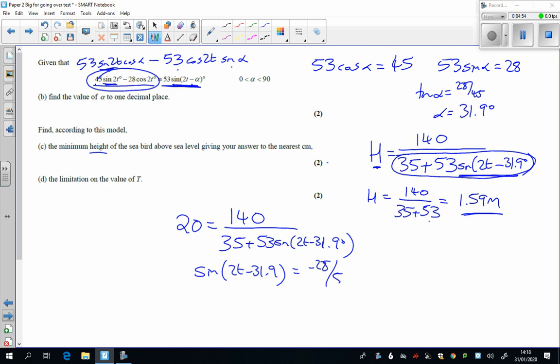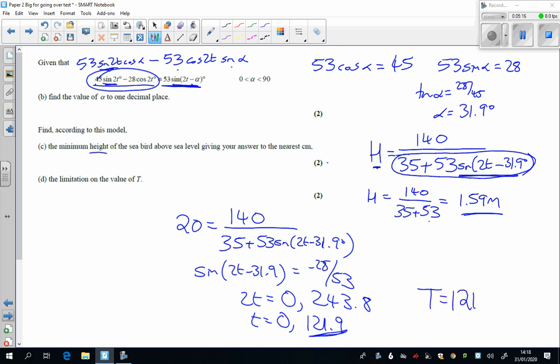divided by the 53. If you inverse sine that, then you get that 2t is equal to either 0 or 243.8. And that means that t is equal to 0 or 121.9. And so the limitation in t is that t is equal to 121.9.